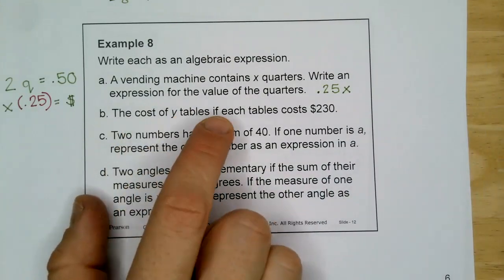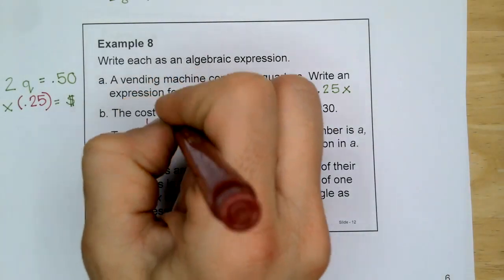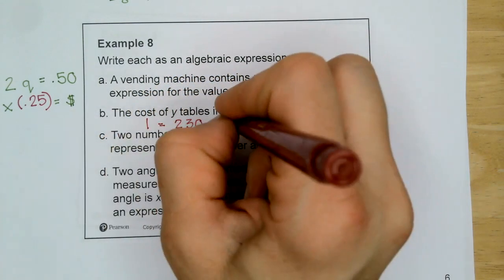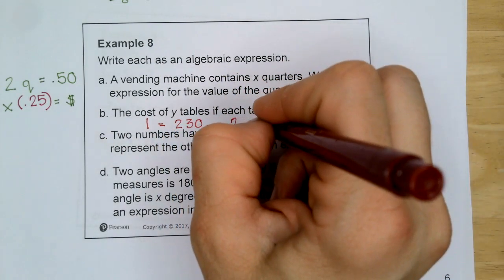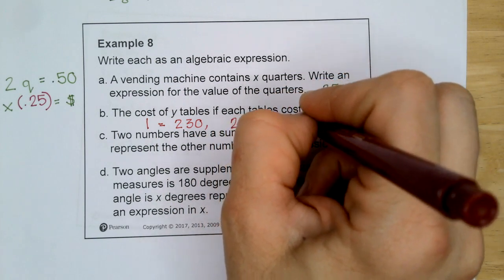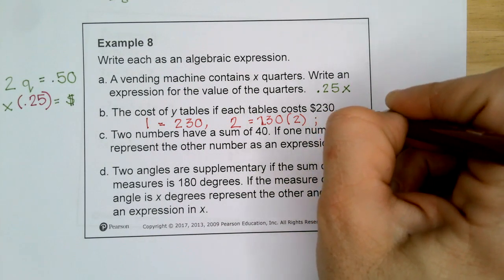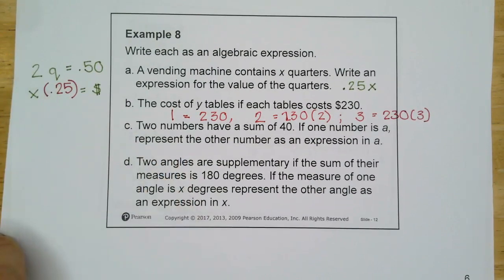Same here, the cost of y tables, if each table costs $230. Good. So one table is going to cost $230. Two tables is going to cost 230 times 2, right? Three tables is going to cost 230 times 3. What is the operation we are doing? We are doing multiplication, just like we were doing here.